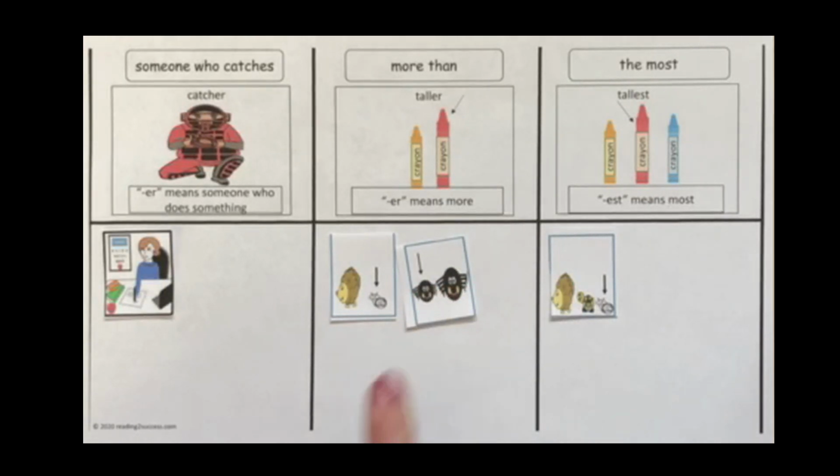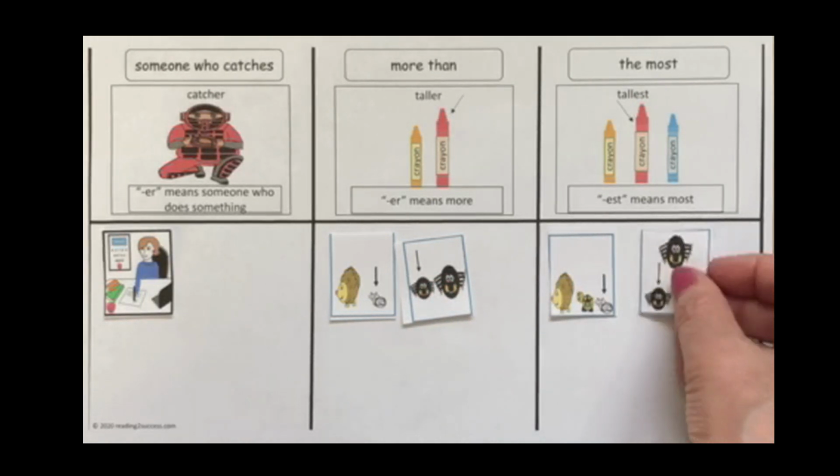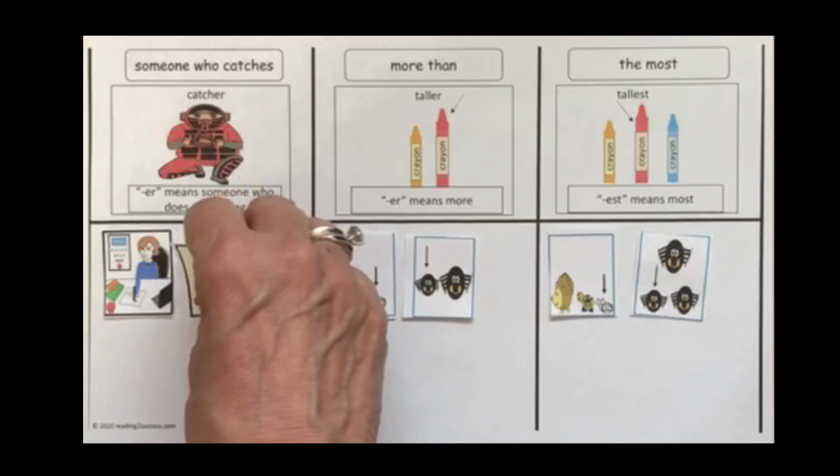Then we're going to look at the spider. Which one is the smallest? Oh, not smallest. We don't have three. This one would be the smallest, and this one would compare two, so it would be smaller. Then we're going to go to this one.